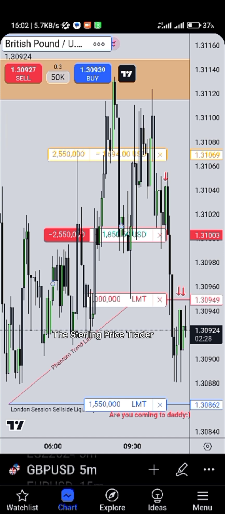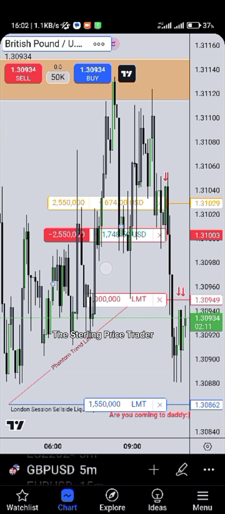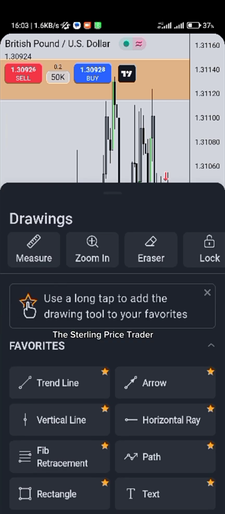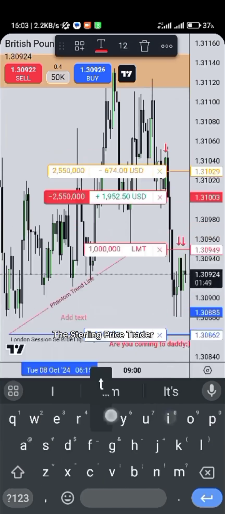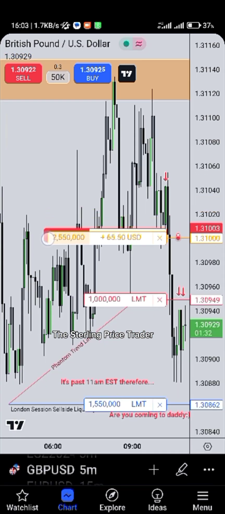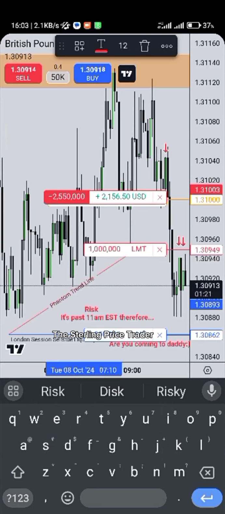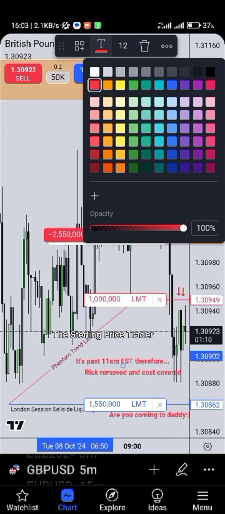Okay, everything looks good here. So I reduced my risk. It's already past 11 a.m. This is 11:02, and it's either I take a partial or I just break even. But I just reduced the risk there because 11 can be a comeback. So there you go, right in here. So I increase it even better. I think that should cover the cost. I write it out. It's risk removed and cost covered. So there you go.